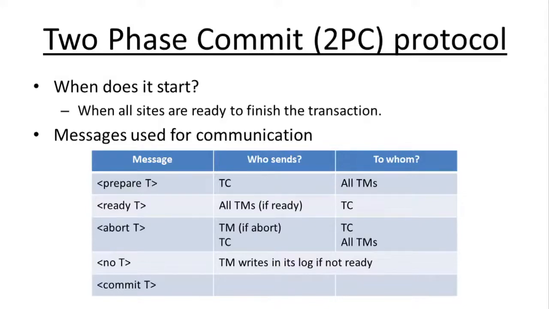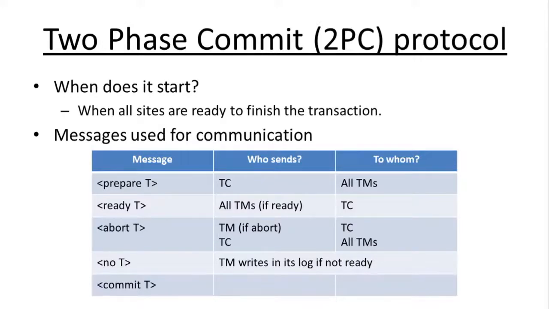In the commit protocol, some messages are used for communication. The first message is prepare T. Prepare T is a message sent by the transaction coordinator of the initiating site to the transaction managers of all the participating sites. After a threshold amount of time, the transaction coordinator sends the prepare T message. The second message is ready T. Ready T is the response to the prepare T message.